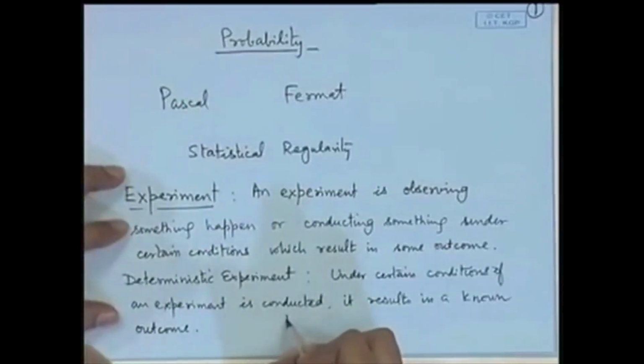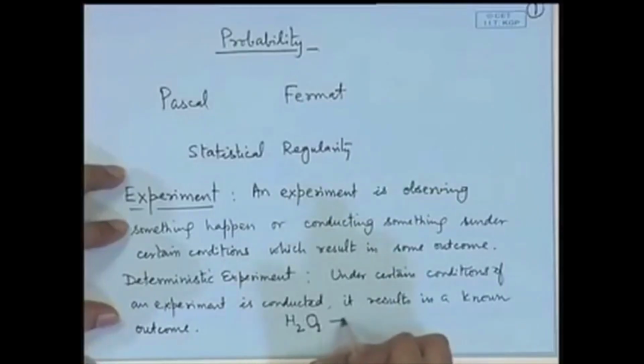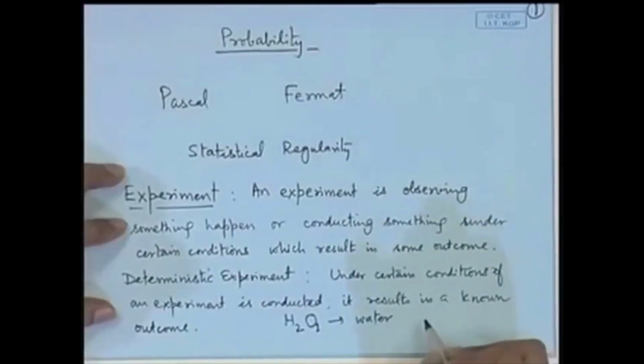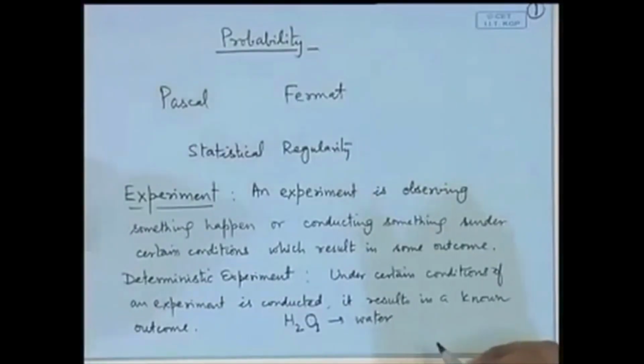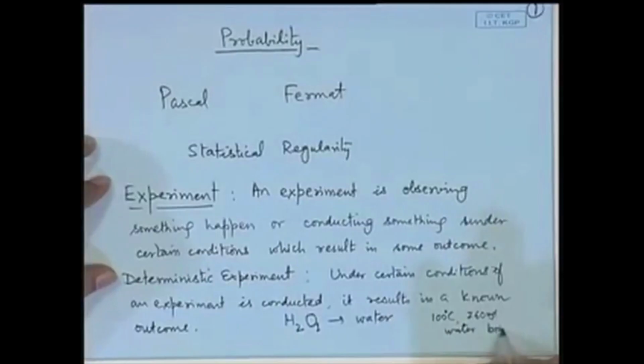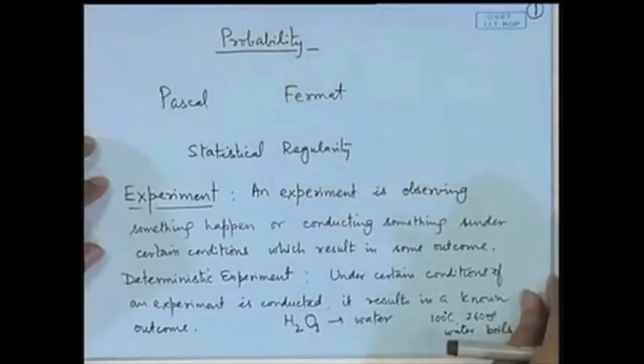For example, if I have two molecules of hydrogen and a molecule of oxygen, then we know that the outcome is water. Suppose we put water in a vessel and heat it, then when the temperature reaches 100 degrees Celsius at atmospheric pressure, say 760 mm, the outcome is that the water will boil. So, these experiments are called deterministic experiments.